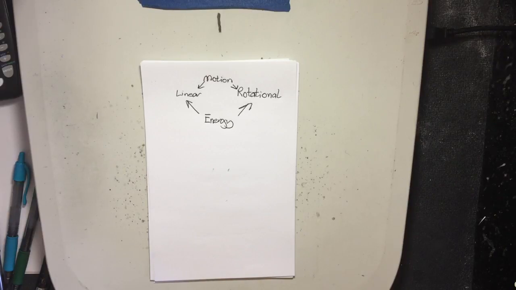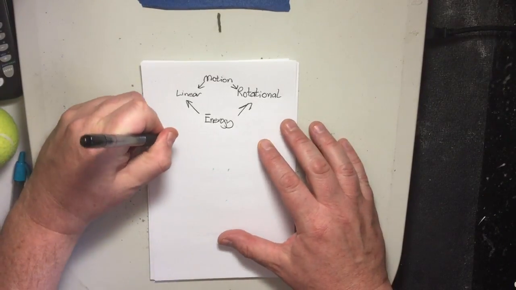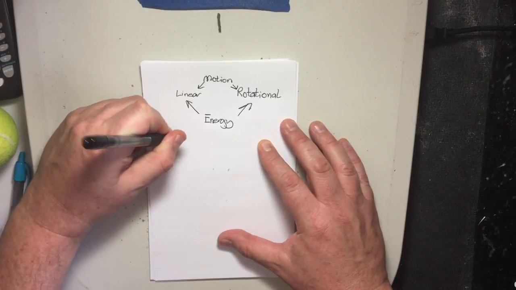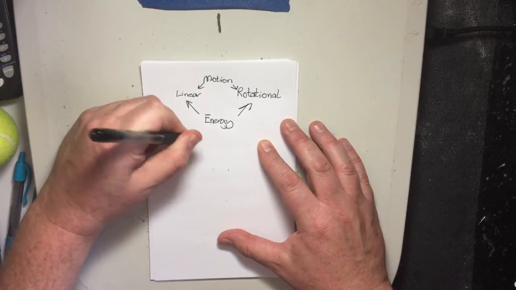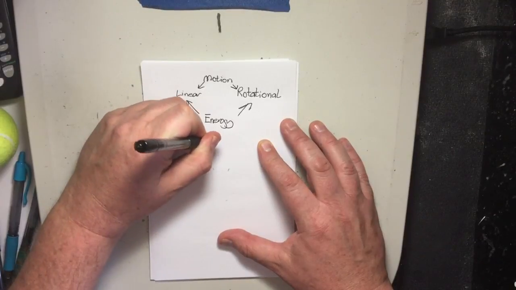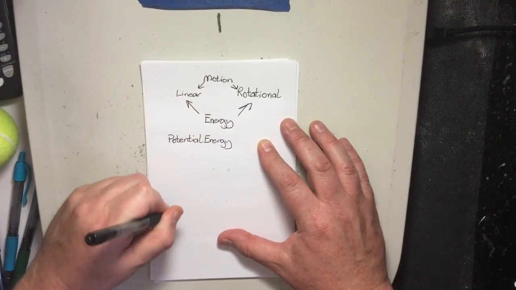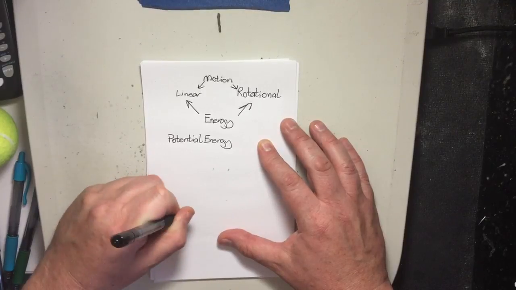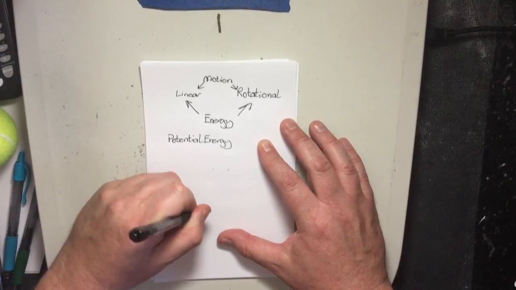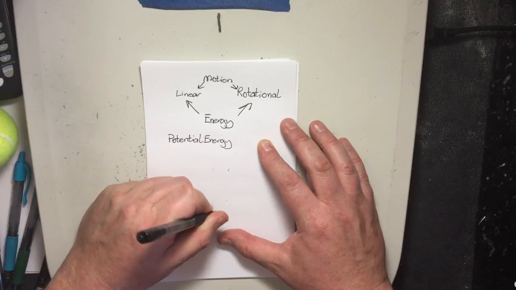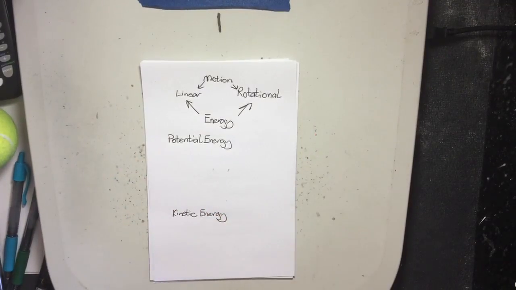In energy, there is potential energy and kinetic energy. Potential energy has the ability to do stuff. Kinetic energy means it is doing stuff. Now, potential energy, I believe we've talked about some of it.